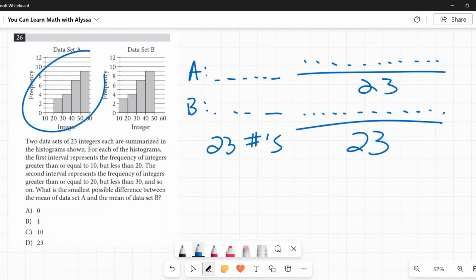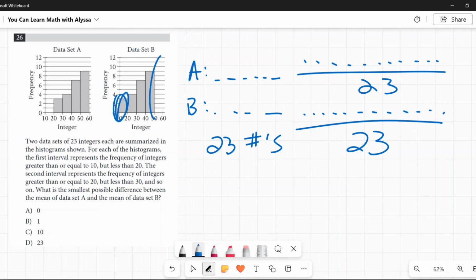Well, over here, data set A has higher numbers in it. It's got numbers up in the 50s. It doesn't have any in the 10s. What about data set B? It's got lower numbers. We've got numbers in the teens, but we don't have any numbers in the 50s. So if we want to make them close, we want to make data set A as low as possible, the low end of all these ranges, and we want data set B to be as high as possible, so they can be close.